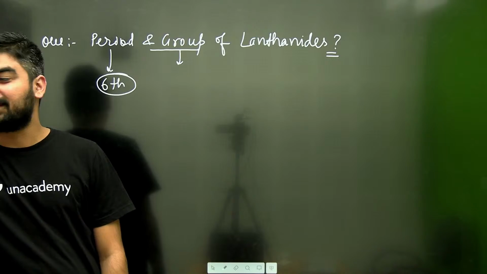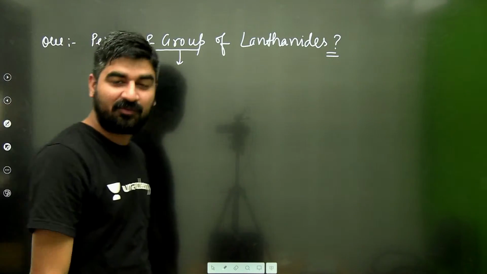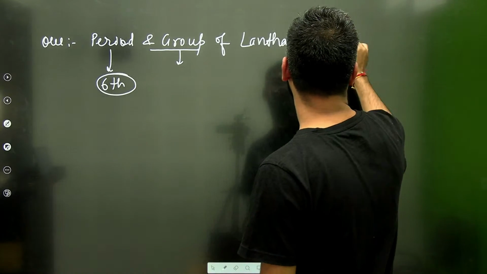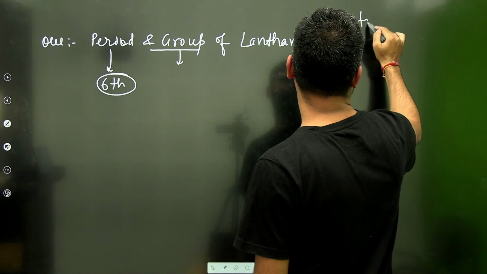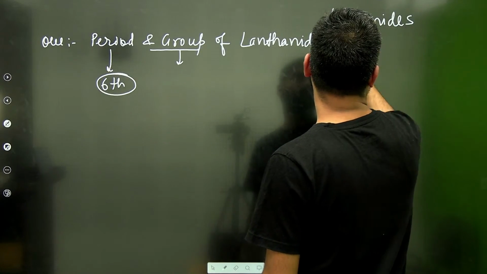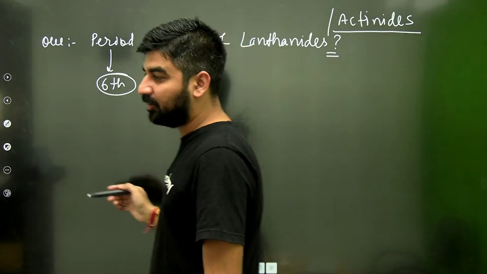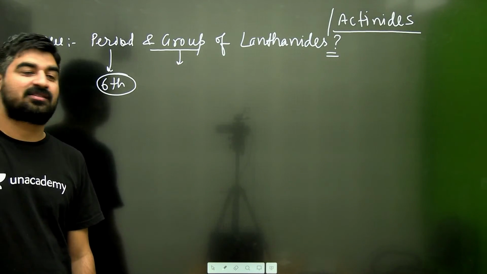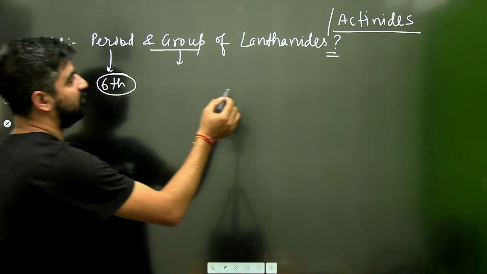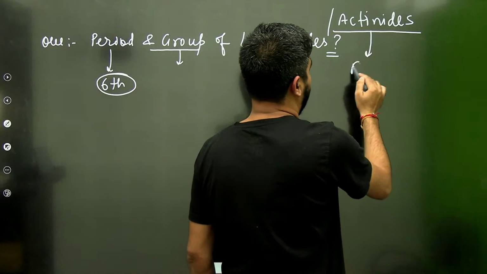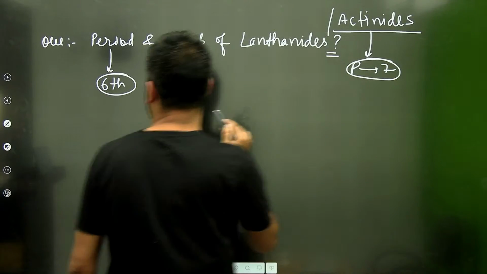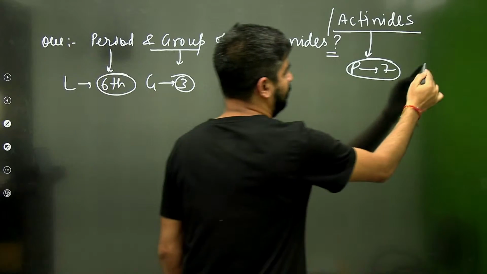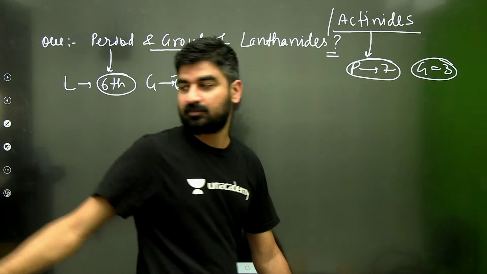No, no, homework. Yes, that's why I gave you these problems, so you can do it for lanthanoids as well as for actinoids. So guys, this is the thing I wanted to tell you. The period number for lanthanoid is 6 and for actinoid it is 7. For lanthanoid it is 6, but group will be 3. Group will be 3. Got it?